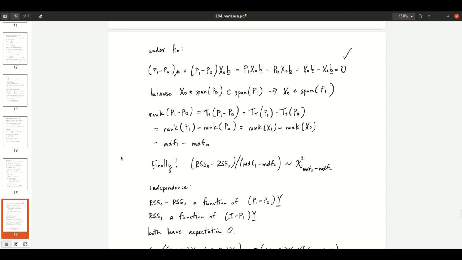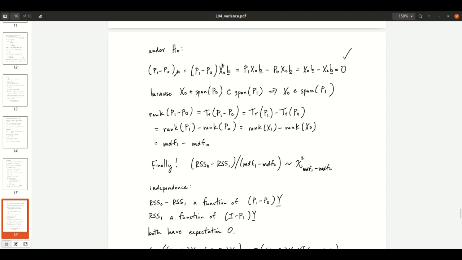The next thing we need to check is whether we take this symmetric idempotent matrix P1 minus P0 and multiply it by the design matrix, multiply it by the mean vector for y, do we get 0? Remember, this is one of the things that has to be true in order for something to have a chi-square distribution. So if we do P1 minus P0 times the mean vector under the null hypothesis, and remember, whenever we do these distributional calculations, we're doing it under the assumptions of the null hypothesis, this is P1 minus P0 times X0B.